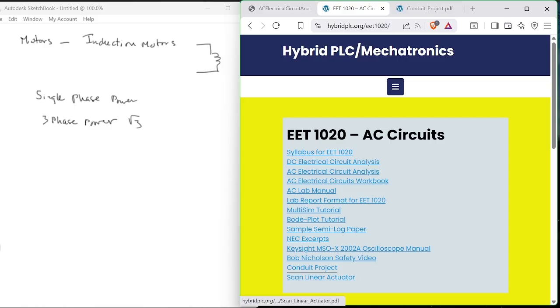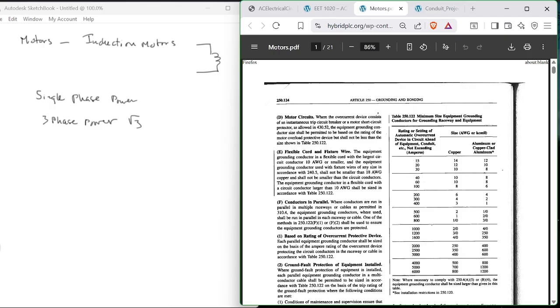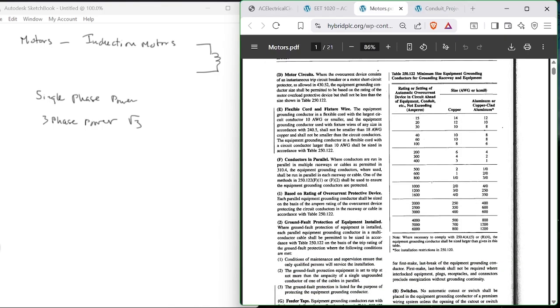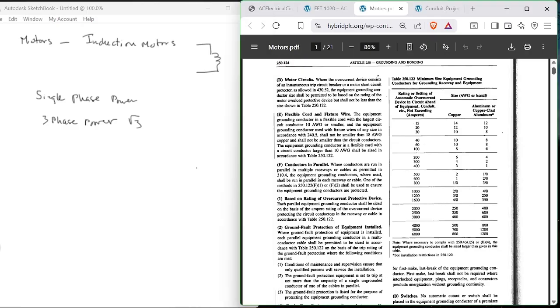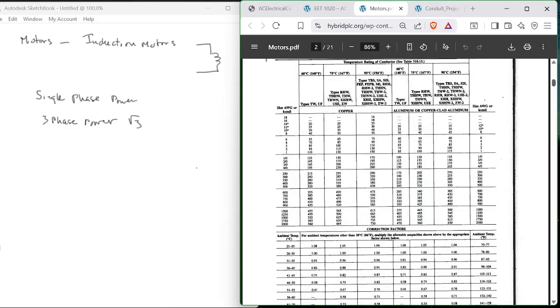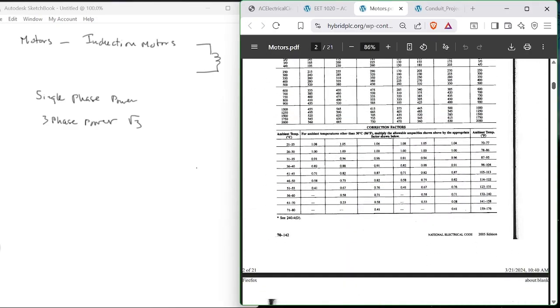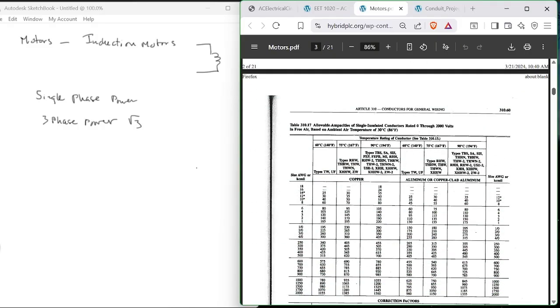So here under conduit project, someplace I actually have NEC. So this is what I was looking for. I have all this stuff that goes along with that assignment, and these are just excerpts from the National Electric Code. If you look at the National Electric Code and you start going down through it, you have all these things. And what are they?